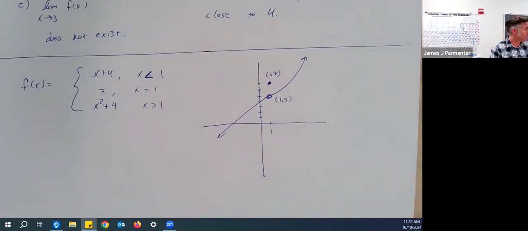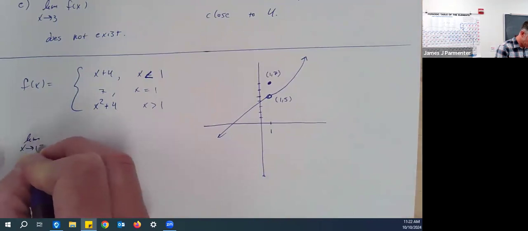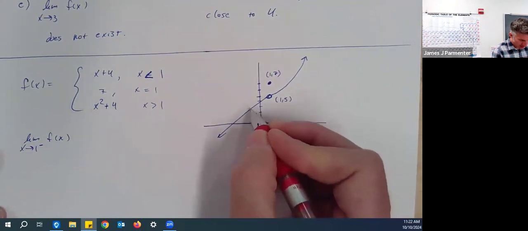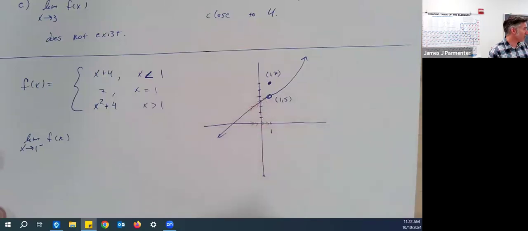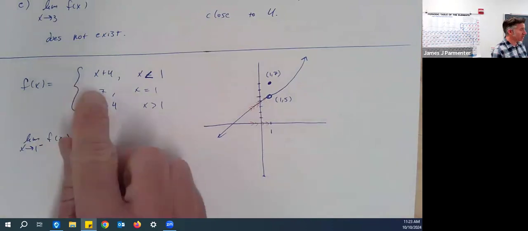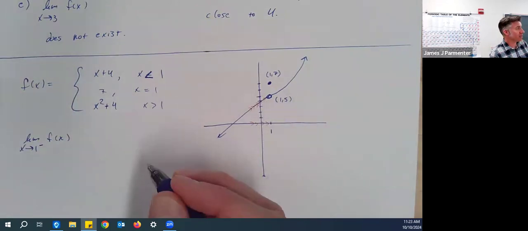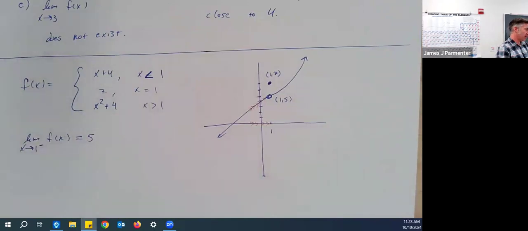And here's what I would say. The limit as x approaches 1 here exists. The limit as x approaches 1 from the left of f of x, well, again, as x gets closer and closer to 1 from the left side, what y values is the function getting closer and closer to? They're getting really close to 5, right? Because if you plug in like 0.99999, you're going to get 4 plus 0.99999, which is 4.99999, which is really close to 5. So again, we're just asking, what is this function getting close to? Oh, the function is getting really, really close to 5. So we say the limit is 5.